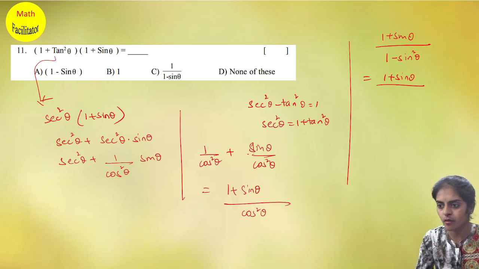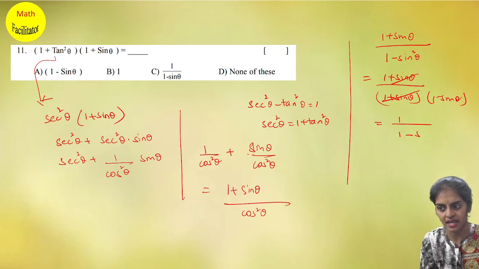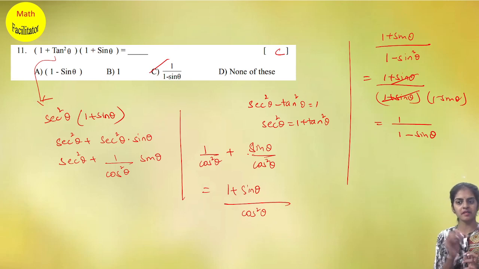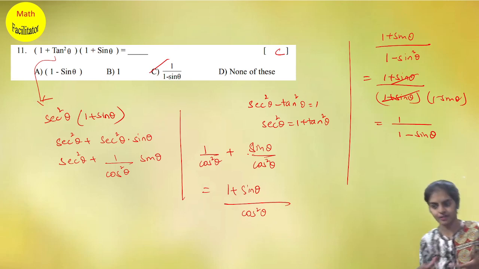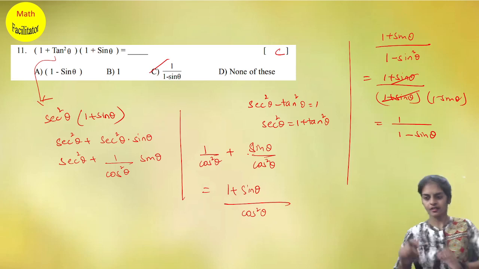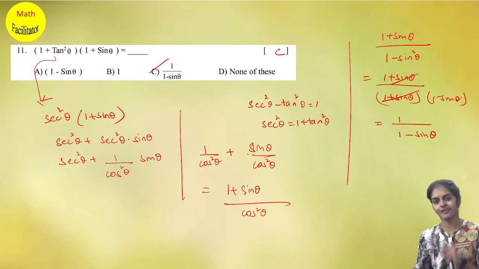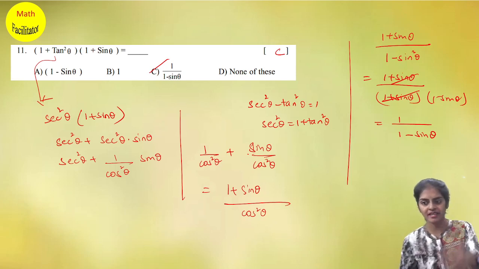So this is in the form of a square minus b square, so I can write it as a plus b into a minus b, as we did yesterday. I told you 1 plus sin theta, 1 plus sin theta gets cancelled. So the answer is 1 by 1 minus sin theta. So option C is correct. By just looking at it, everyone will be tempted to just take option D, but option D is not correct. Option C is correct because you need to simplify it further.